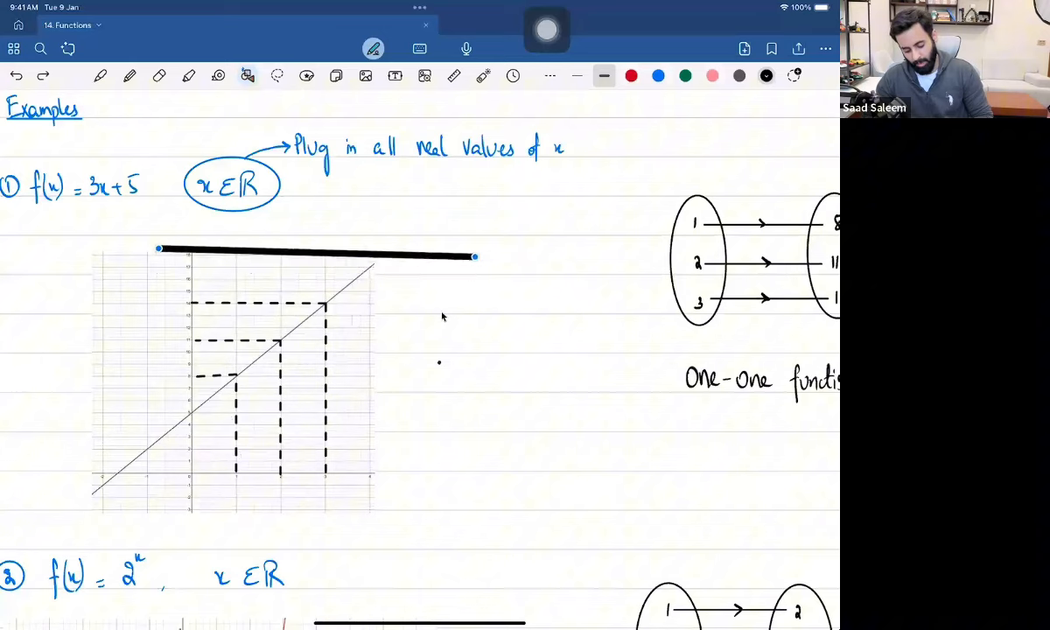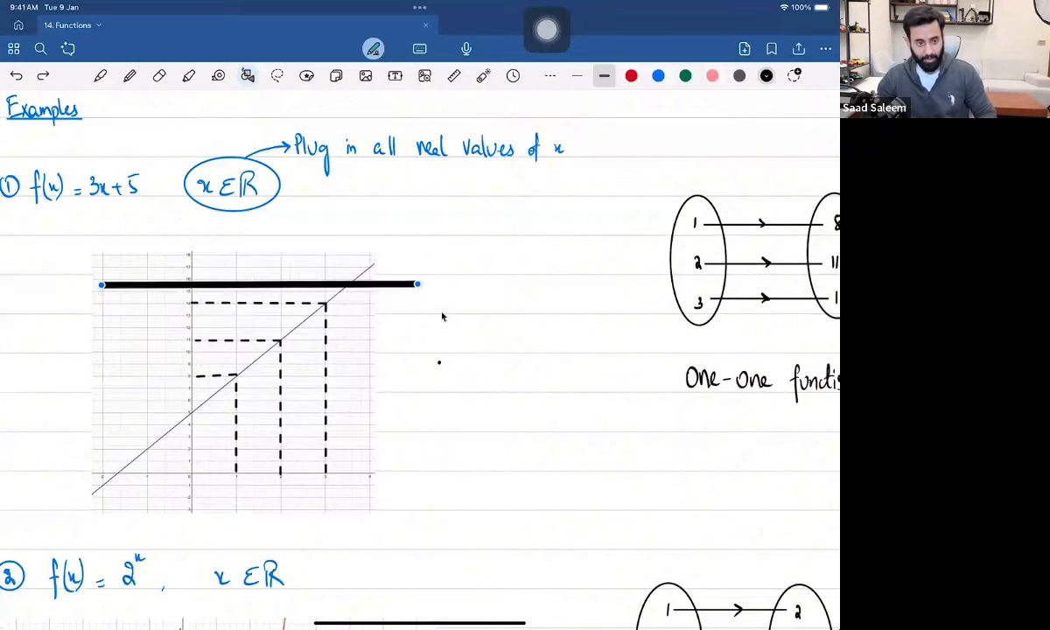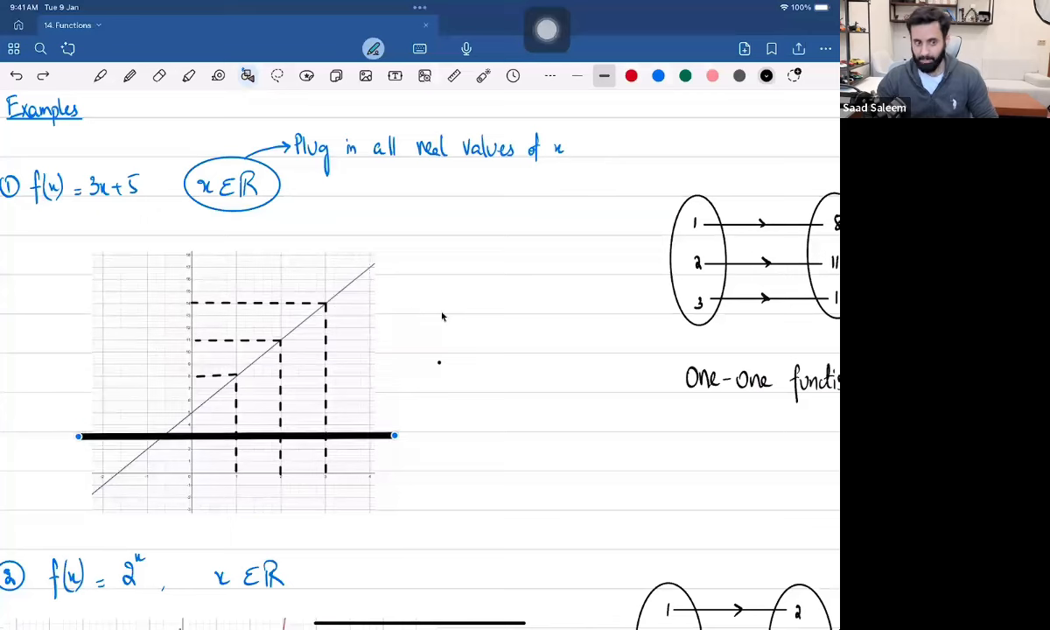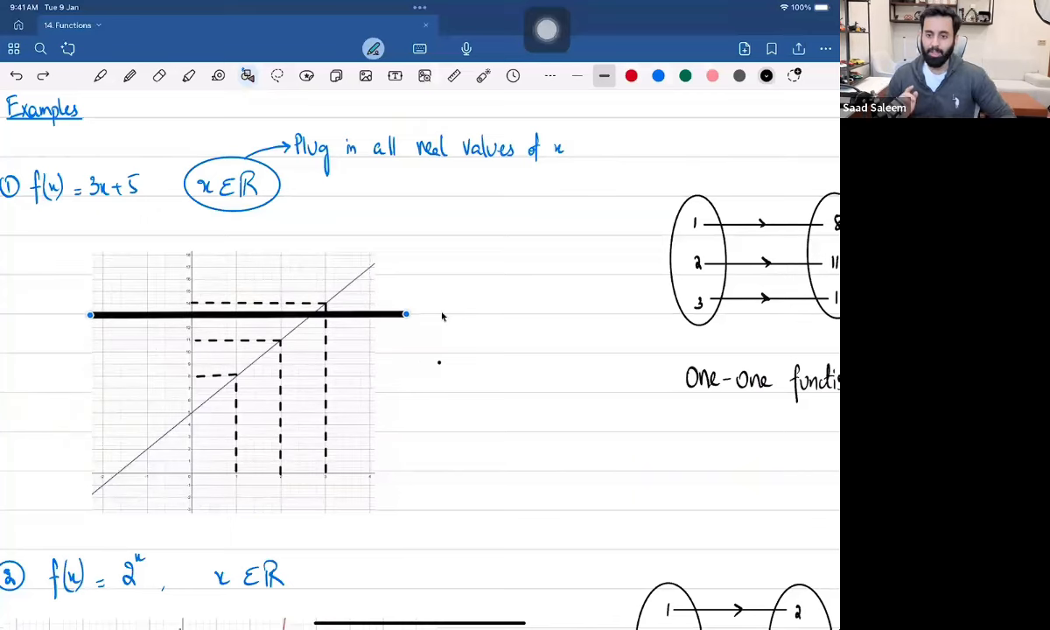Okay, what about a horizontal line? Is there any point on this graph where I draw a horizontal line and it will cut the graph twice? No, there isn't. And because there isn't, it has passed the test, which means it is not only a function, but also a one-to-one function.